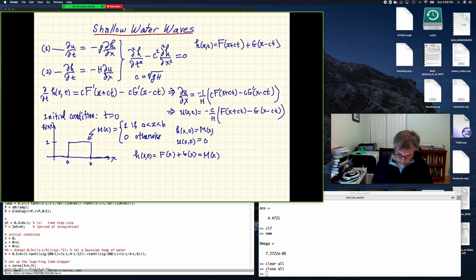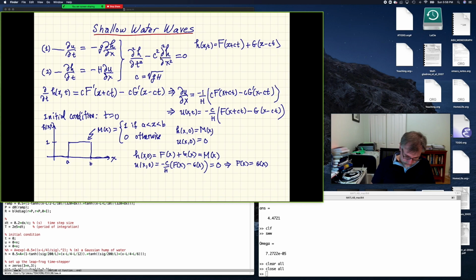And for u, we have u of x and 0 is equal to minus c over h times f of x minus g of x is equal to 0. So from the second of these equations, we know that f of x must be equal to g of x. And then if we use the first equation, if f and g are equal to each other, then they must both be equal to a half of m of x.